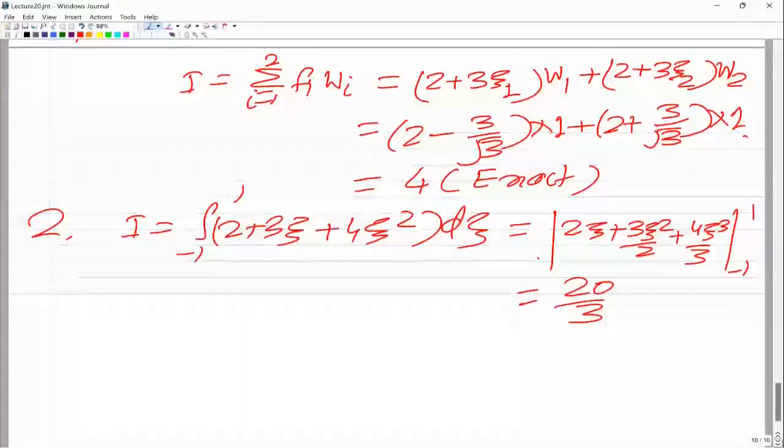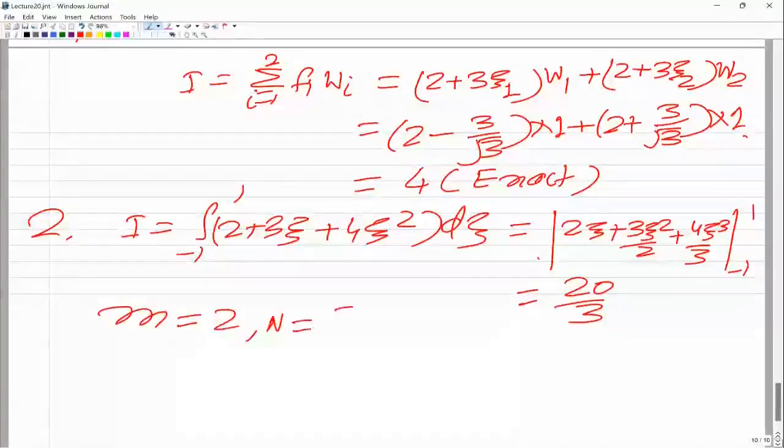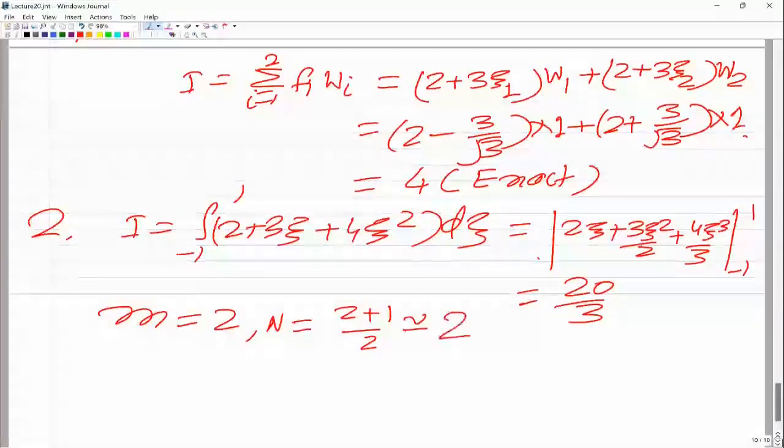Now if you see, the highest power of xi in this integrand is 2. So m is equal to 2. So when I calculate n, n would be equal to (2 plus 1) by 2, which would be 3 by 2, it would be 1.5. So this is approximated to the next integer. That means we would use basically two integration points. So if I use two integration points and carry out the integration, I will get the exact value.